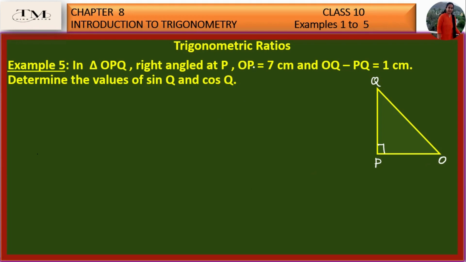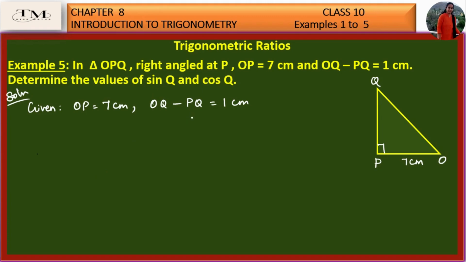OPQ. So what is given? OP is equal to 7 centimeter. So this value is 7 centimeter and a relation is given. OQ minus PQ is equal to 1 centimeter. So let us start the solution. So what are the things given? OP is equal to 7 centimeter, OQ minus PQ is equal to 1 centimeter. So these are the things given. We have to find out the value of sin Q and cos Q.